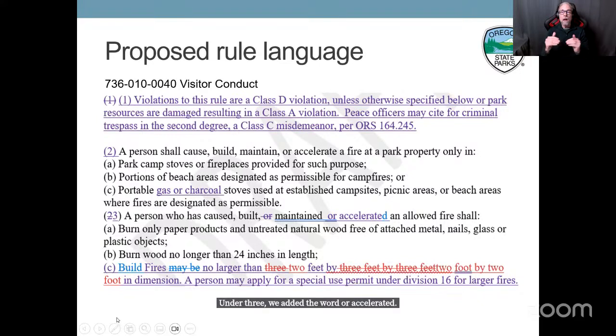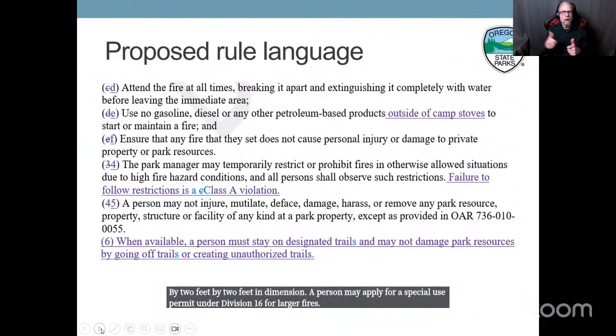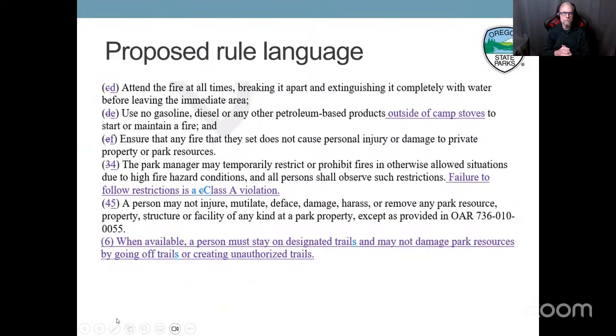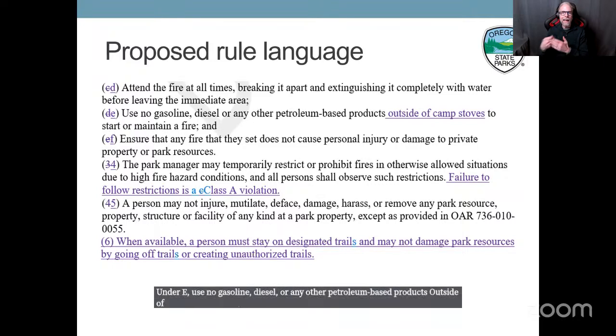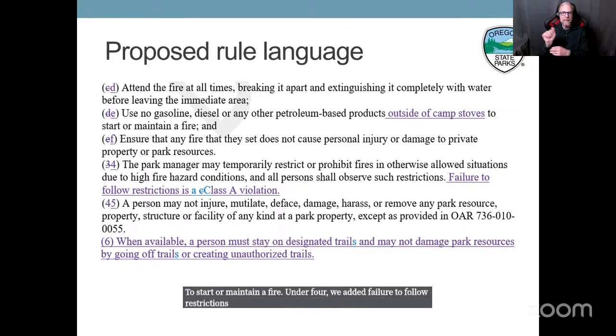Under 3C, we added build fires no larger than 2 feet by 2 feet by 2 feet in dimension. A person may apply for a special use permit under Division 16 for larger fires. Under E, use no gasoline, diesel, or any other petroleum-based products outside of camp stoves to start or maintain a fire. Under 4, we added failure to follow restrictions as a Class A violation.